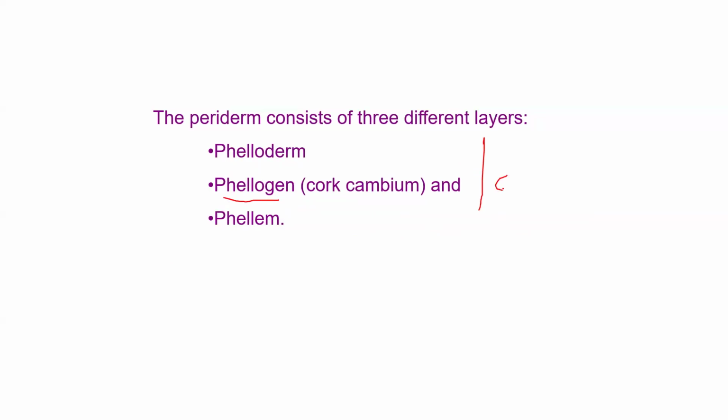So here the cambium produces secondary phloem towards the outside and secondary xylem towards the inside, like this. Here also, the phellogen produces phelloderm on one side and phellem on the other. So in total, this structure is called a periderm.